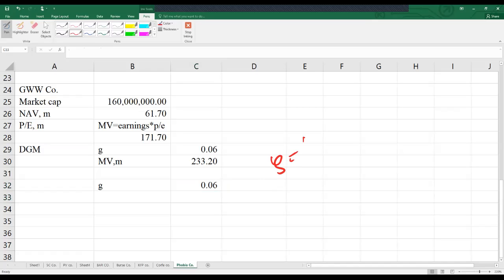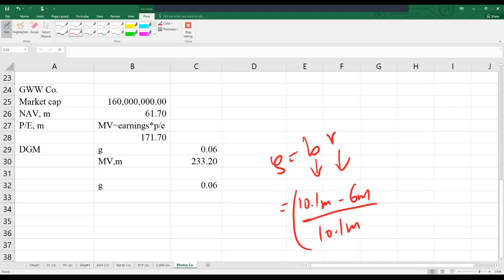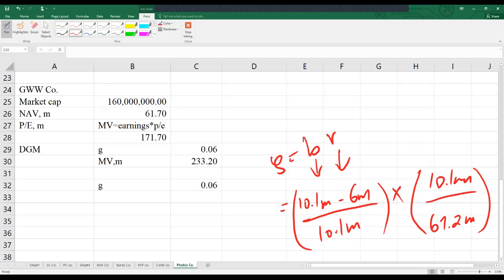Simply G is equal to B times R. What's B? Rate of retention. R is return on equity. Therefore, the company had earnings equal to 10.1 million. They paid 6 million. That means they retained the difference out of 10.1. Therefore, this gives the retention ratio times return on equity, which is equal to net income for the year, which was 10.1. We divide by equity, which was equal to 67.2 million.